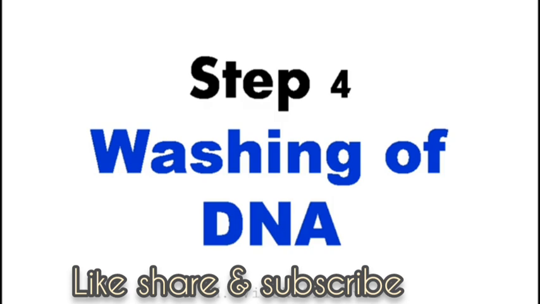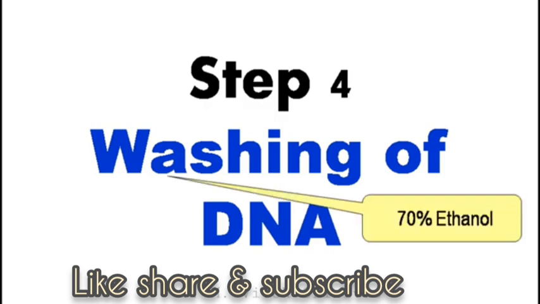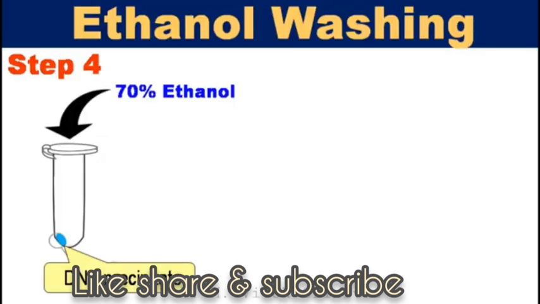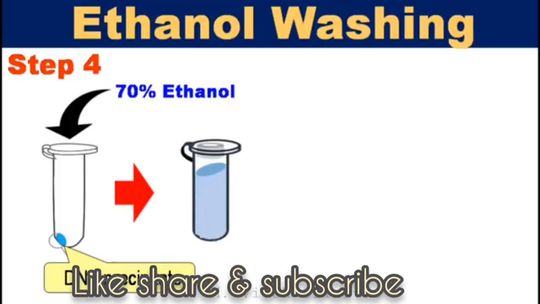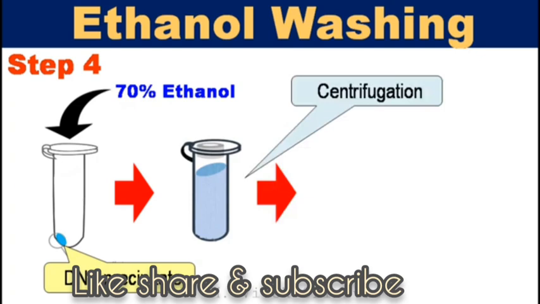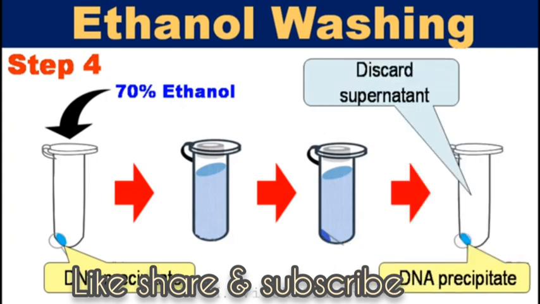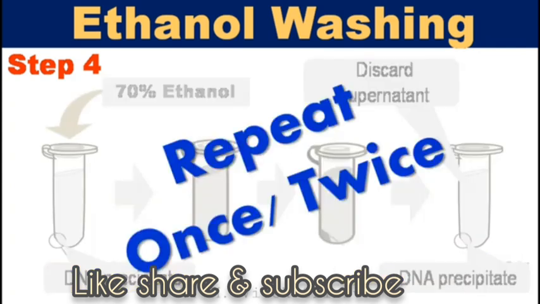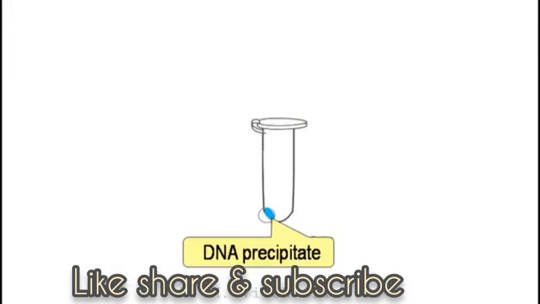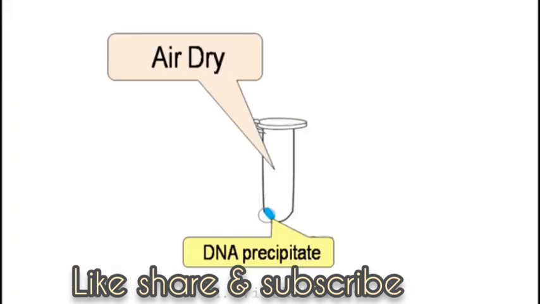Step 4. Washing of DNA, using 70% ethanol. This step ensures the purity and quality of the nucleic acid. Add 1 ml of 70% ethanol and mix gently by inversion. Then, centrifuge at 5000 rpm for 10 minutes, to precipitate the DNA. Following precipitation, discard the supernatant. Washing step can be repeated once or twice, to ensure the purity and quality of the nucleic acid. Later, after discarding the ethanol supernatant, air dry for 5 minutes.